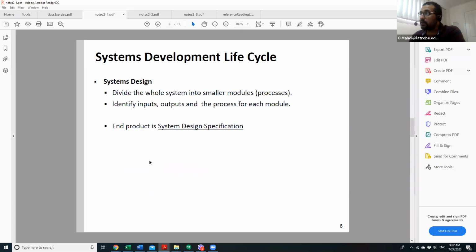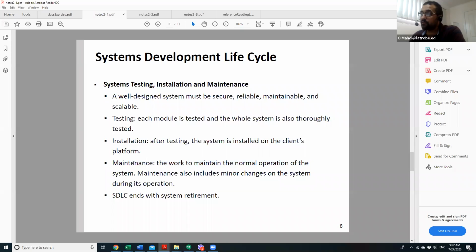Lastly, maintenance. Maintenance is the work to maintain the normal operation of the system. So when you install the information system on a client's platform, after a while of running, it's required to do maintenance. It's required to do upgrades for some parts of the information system. All of these things will be under the maintenance part. So now, till this point, the system development life cycle ends with the system requirements.